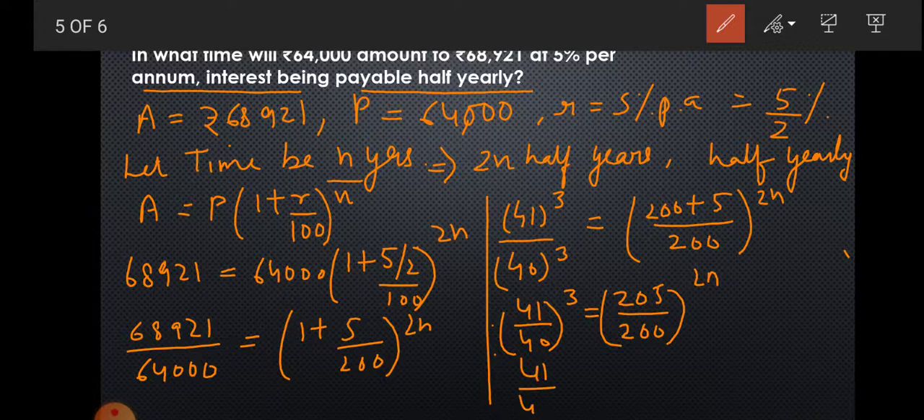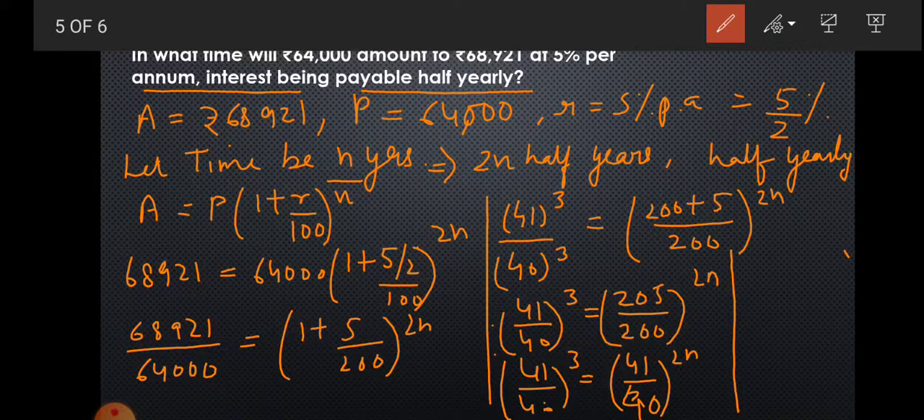Again write 41 by 40 cube as it is. On solving the right hand side we get 41 by 40 raised to the power 2n. Now on comparing both sides we get 3 is equal to 2n. So value of n is equal to 3 by 2, which is 1 and a half years. So hence time is 1 and a half years.